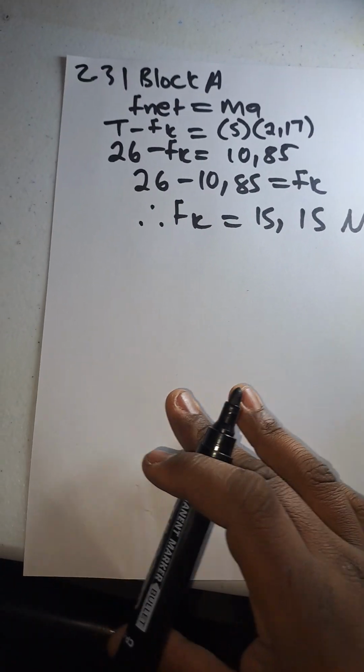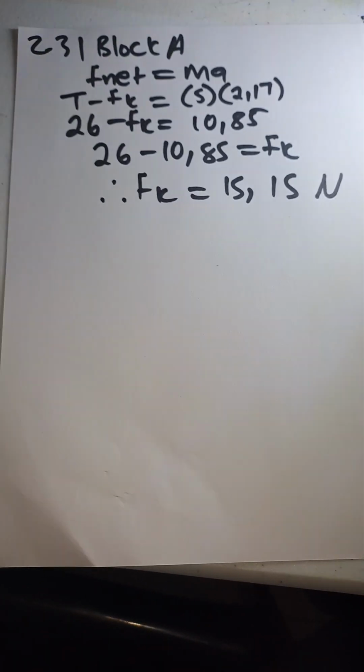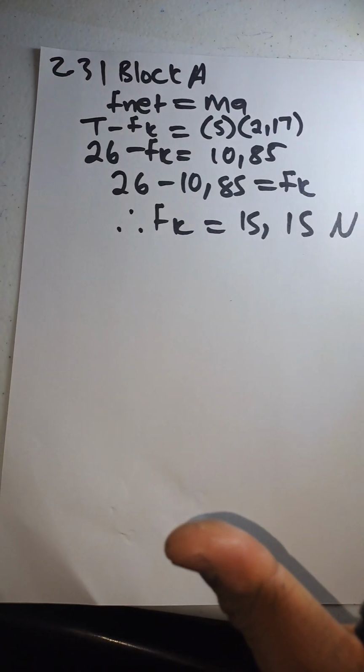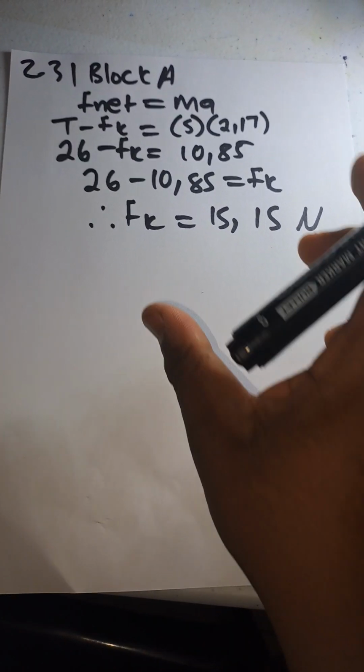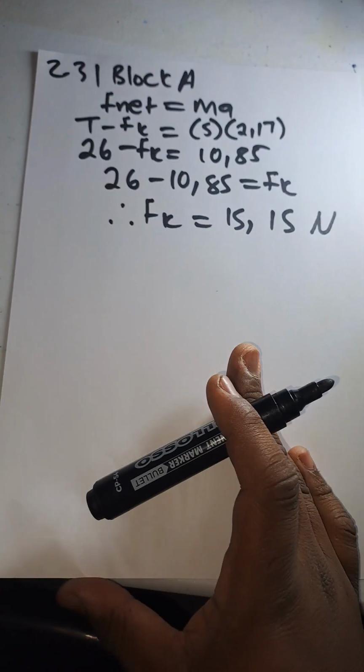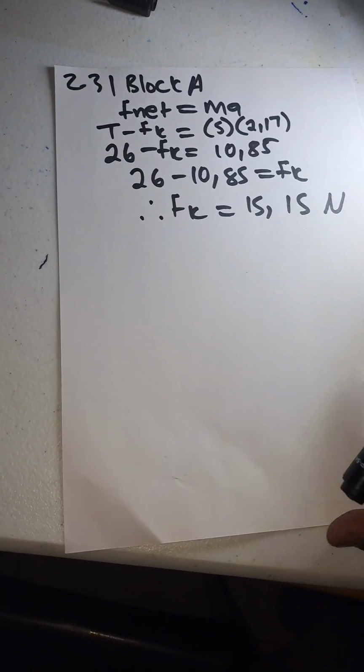I hope you understood it there. The main thing is to know which forces are acting on a block and the direction of those forces, you see. And that's how I got my friction. But this is the friction for block A. So now let's go to block B.